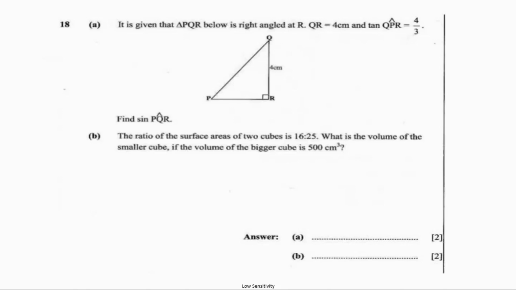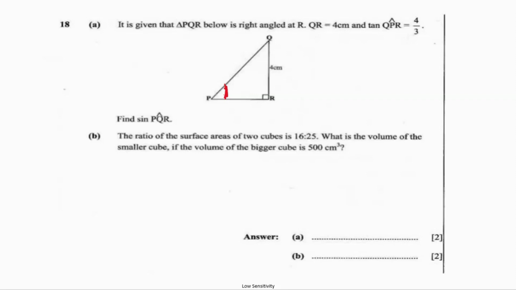So we're given a triangle PQR, and we are given the value of QR here, which is 4 centimeters, and we're told that tan of the angle QPR is 4/3. So which angle are we talking about? This is the angle that we are talking about. And we know one thing, which is this is a right angle triangle.